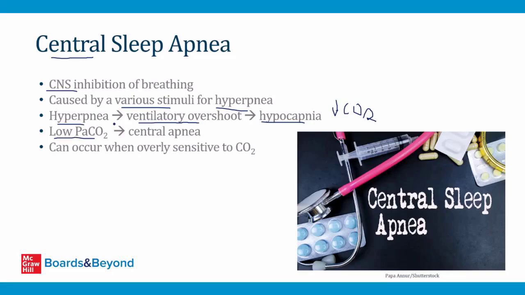But in patients who have central sleep apnea, it does this to a severe degree, and that leads to central apnea, basically a cessation of breathing activity. So the way you can think about central sleep apnea is this is a phenomenon that occurs anytime the body and the brain is overly sensitive to carbon dioxide levels. So something makes the brain overshoot the ventilation, that's hyperpnea, and then you get hypocapnia, and that leads to central sleep apnea.